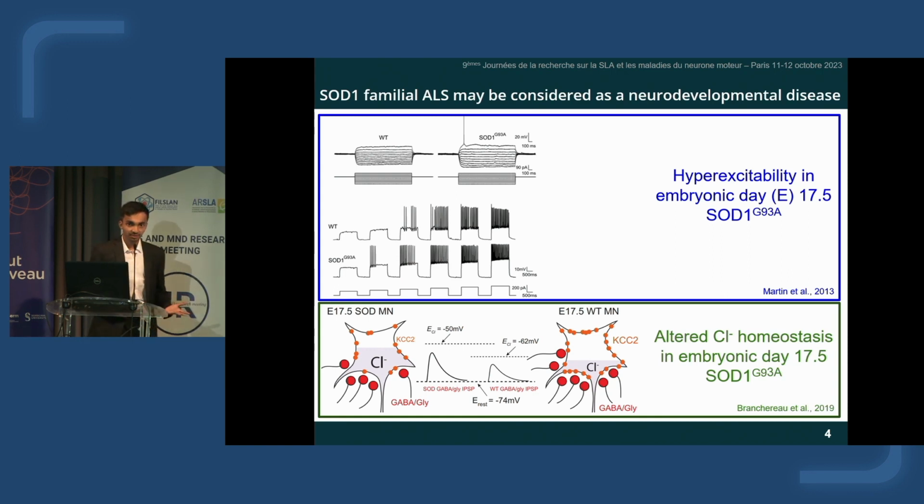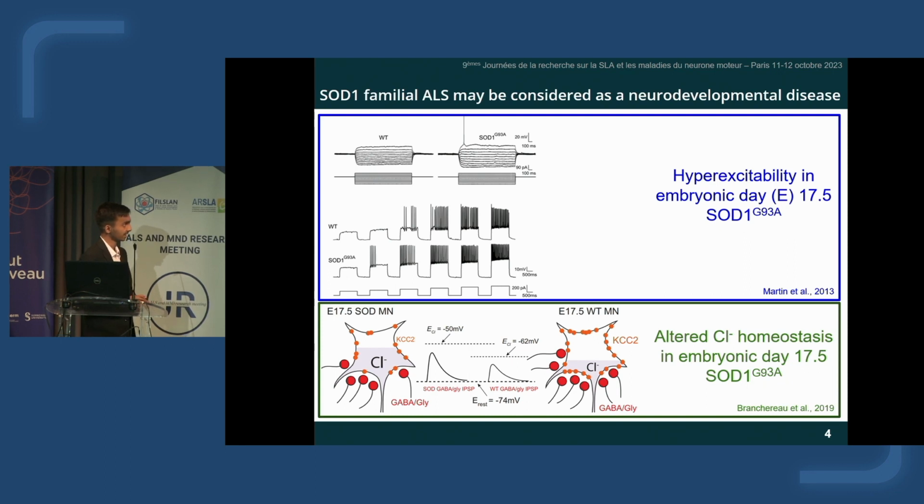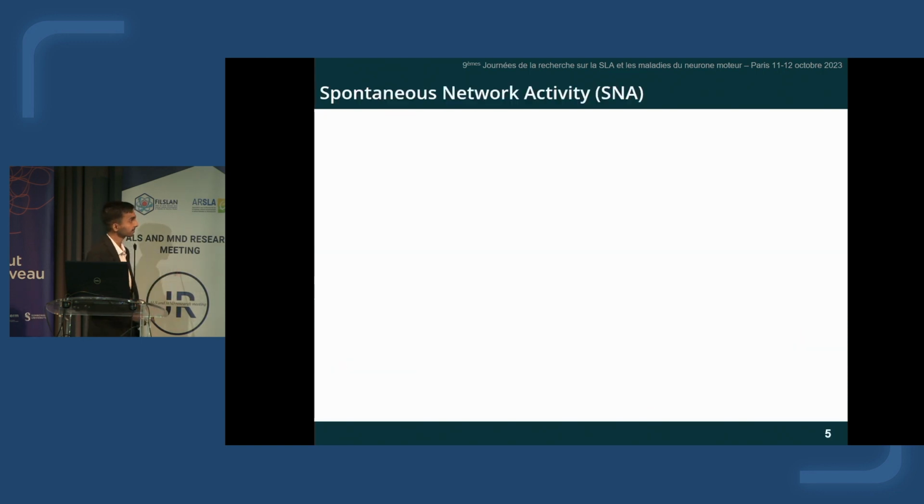Now, ALS is perceived to be a neurodegenerative disease. However, there is a growing body of evidence showing embryonic alteration in ALS mouse models. For example, Martin and others showed hyperexcitability at E17.5 in the SOD1 G93A mouse model, and another team showed altered chloride homeostasis at embryonic day E17, also in the same model. These data highlight that it is important to look at development in the context of ALS.